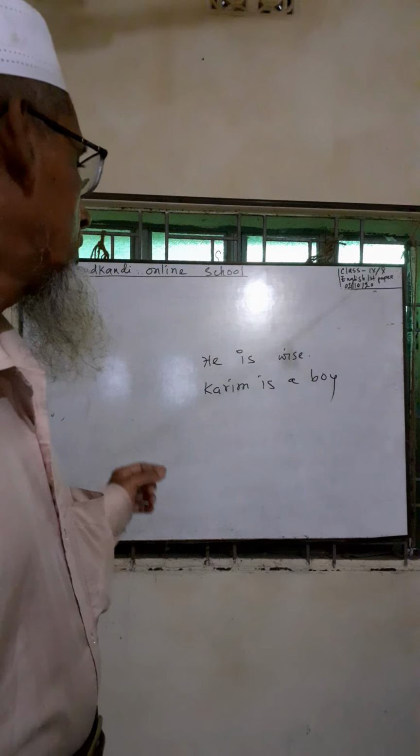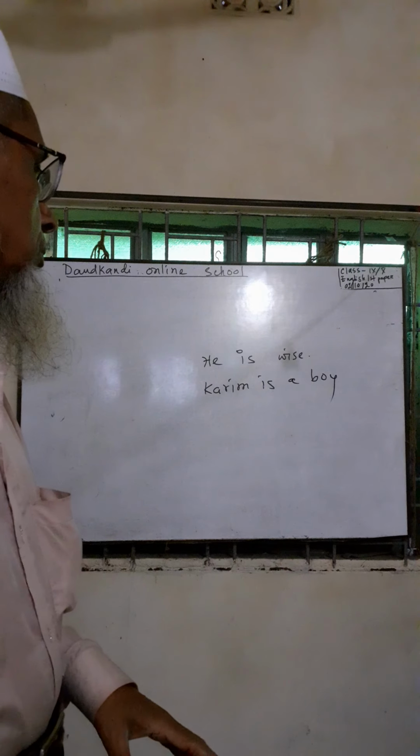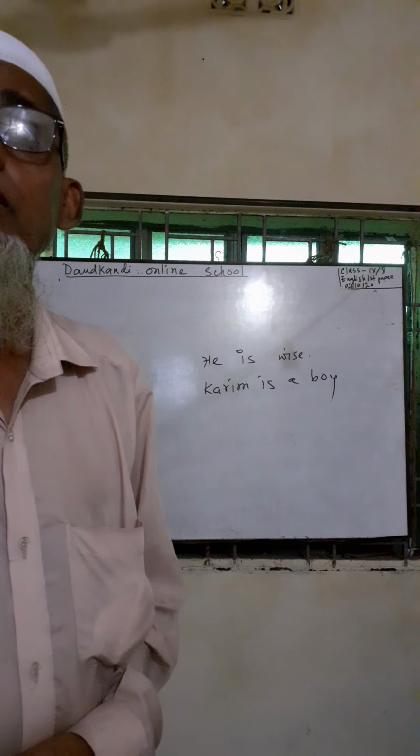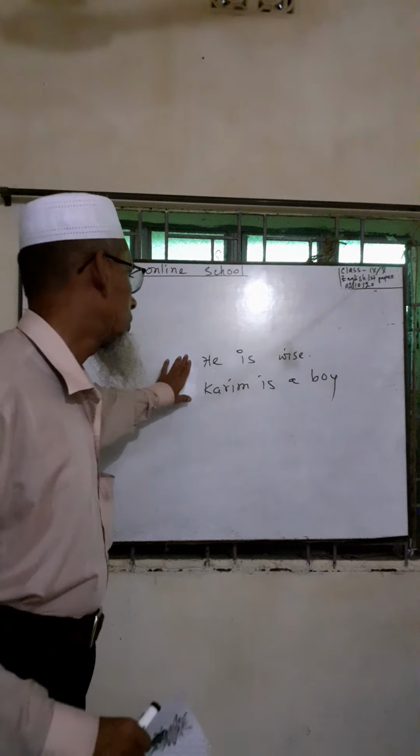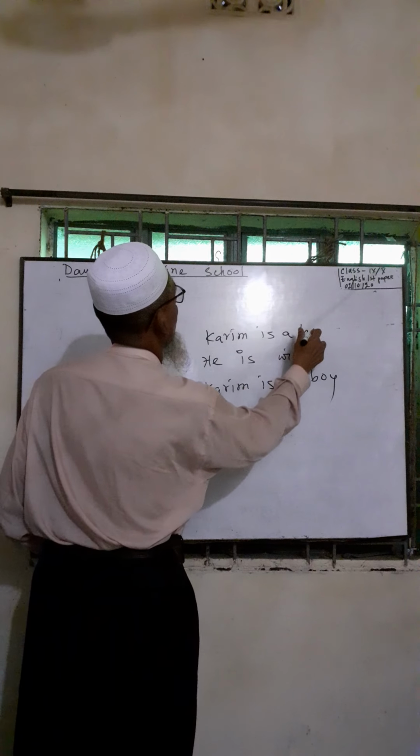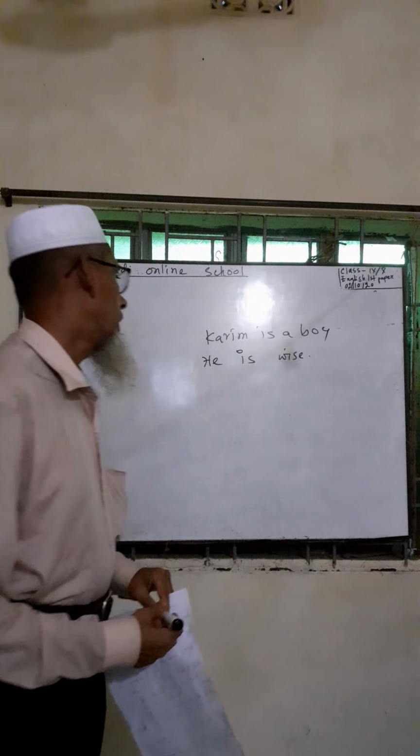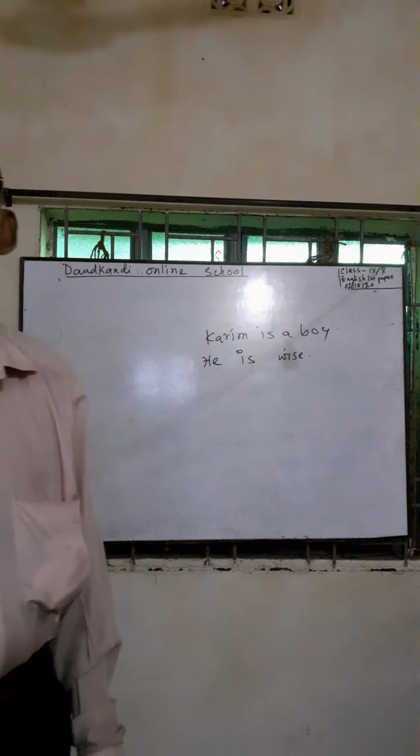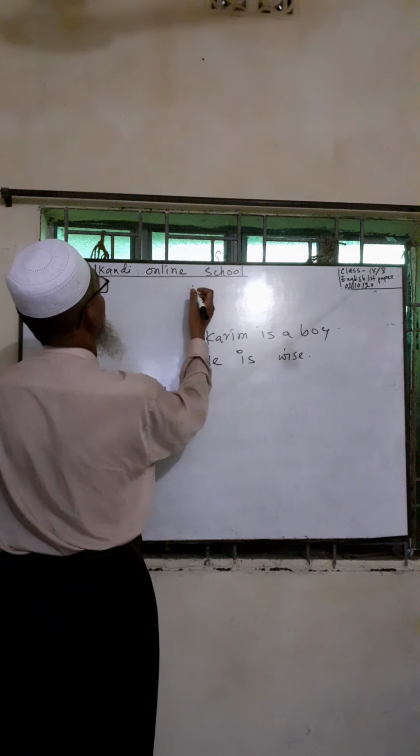If you see that the second sentence should be at the first point and the first one should be at the second one, then the sentence will be in sequence. The sentence will be in sequence wise. At present, the sentences are not in sequence. Only the boy. He is wise. From these sentences, we can understand about the importance of rearrange. Dear students, today's our topic is rearrangement of sentences.